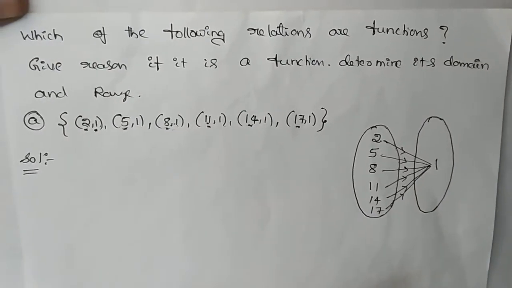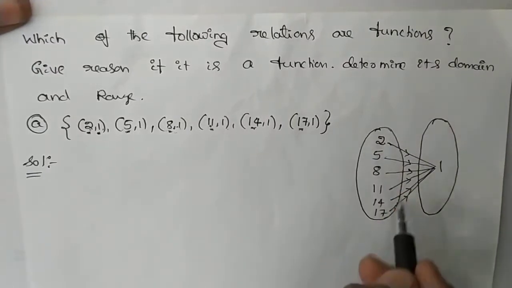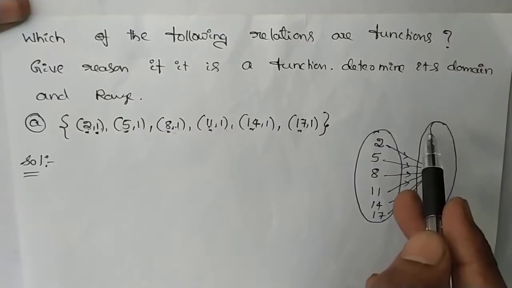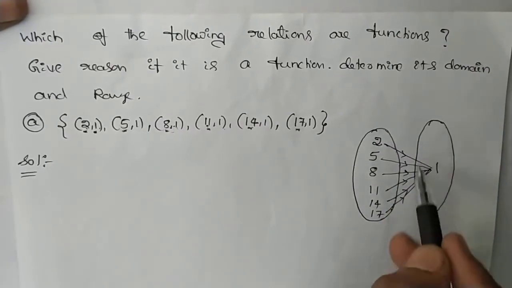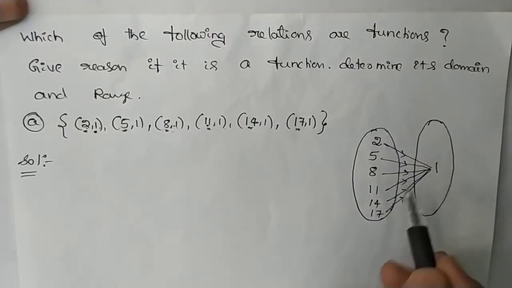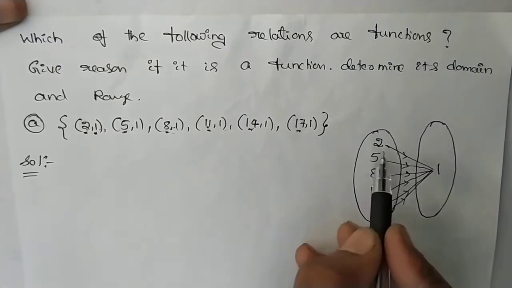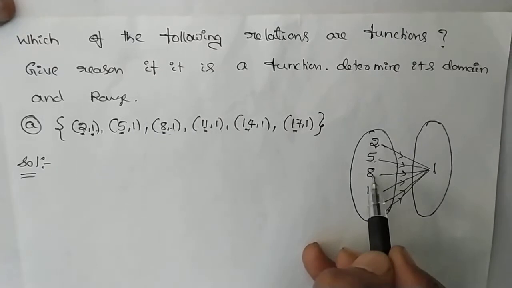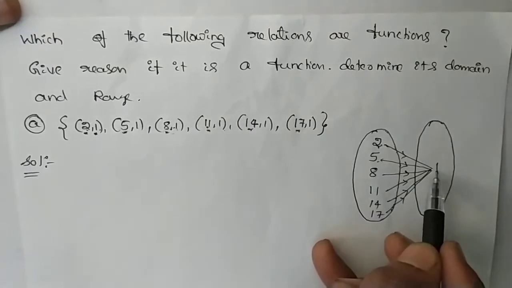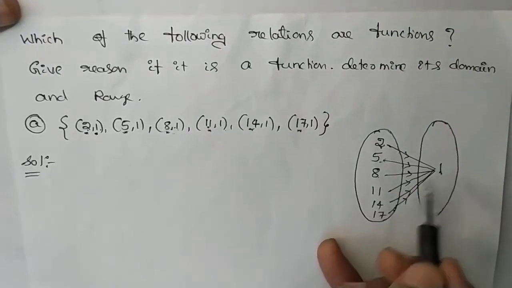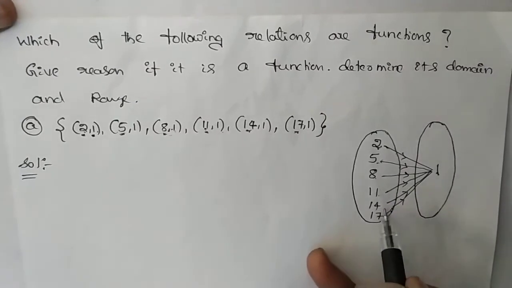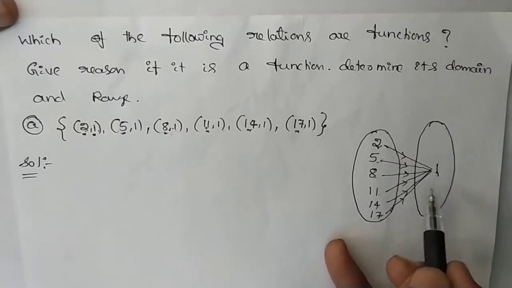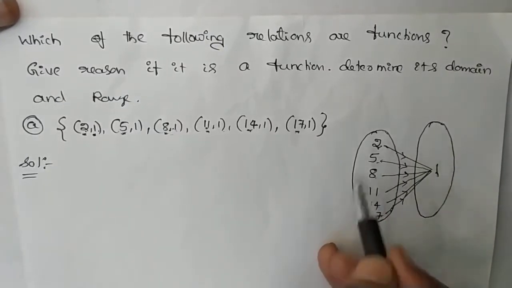According to the definition of a function, every element in the domain has one and only one image in the codomain. Therefore, it is a function. 2 has only one image 1, 5 has only one image 1, 8 has only one image 1, 11 has only one image 1, 14 has only one image 1, 17 has only one image 1. Therefore, it is a function.